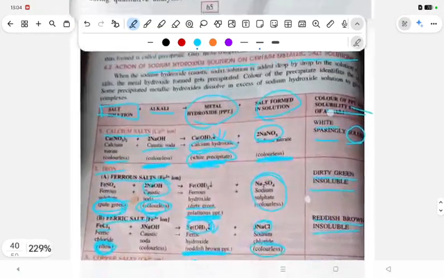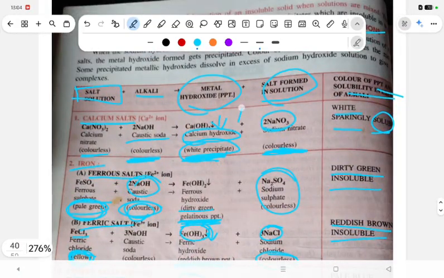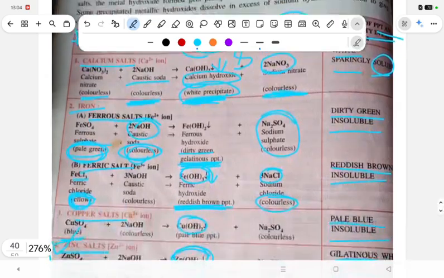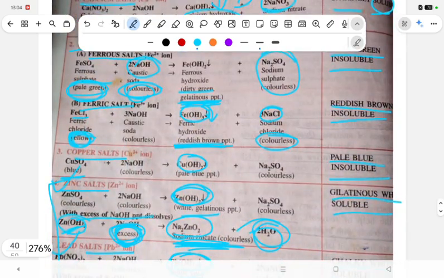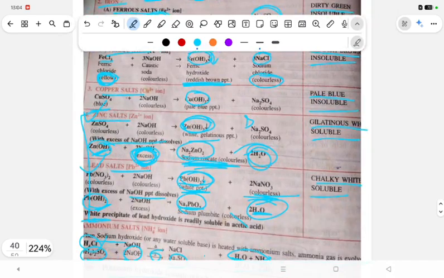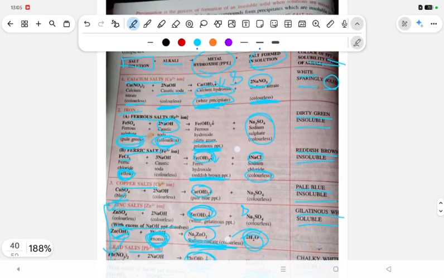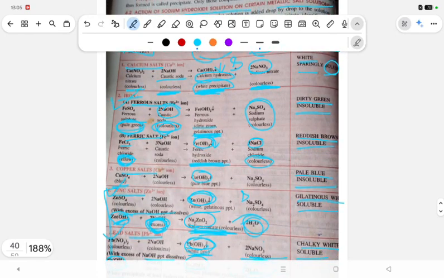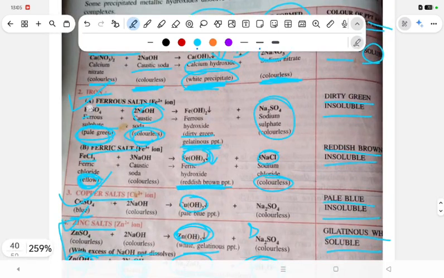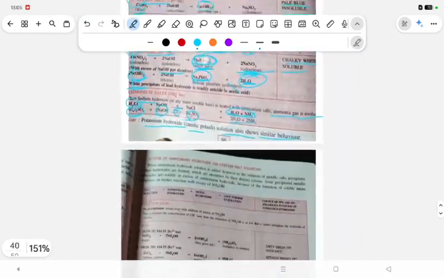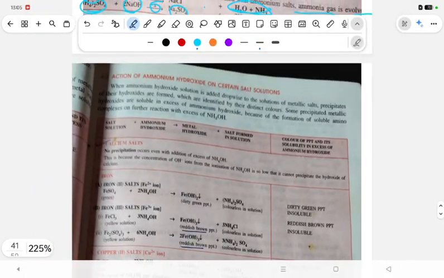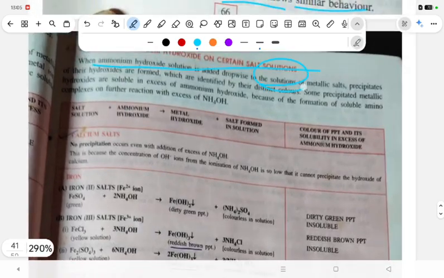Here we can mark that in calcium it is soluble, in zinc also soluble, in lead also soluble. Only here the between 3 is insoluble, means for iron, copper, for ferric salt and copper salt, it is insoluble. Others are soluble. Then action of ammonium hydroxide on other salt solutions.